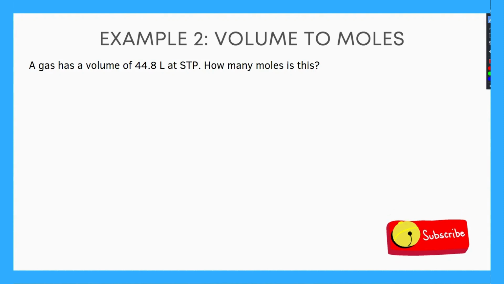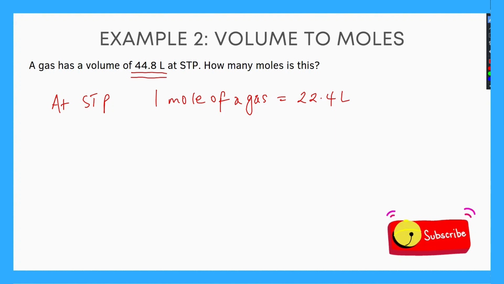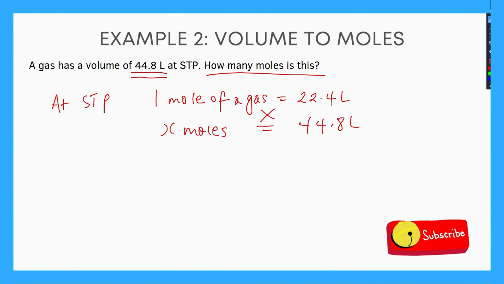Example number 2 says a gas has a volume of 44.8 liters at standard temperature and pressure. How many moles is this? We know at STP, 1 mole of a gas occupies 22.4 liters. So they're asking us, a gas has a volume of 44.8 liters, how many moles is this? So X moles will now occupy 44.8 liters. At this point, we can cross multiply.